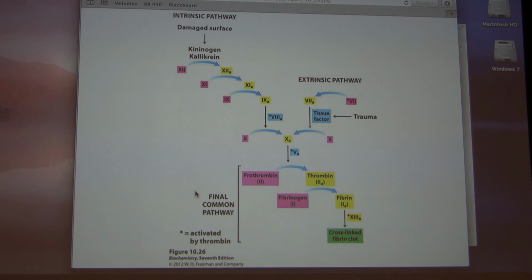A wound induces physical injury. As we will see, it causes some other things to happen, including the release of calcium ions. And the combination of these things stimulate the activation of that very first enzyme. We can imagine if that very first enzyme gets activated when it shouldn't get activated, we're going to form a clot where we don't want to form a clot.